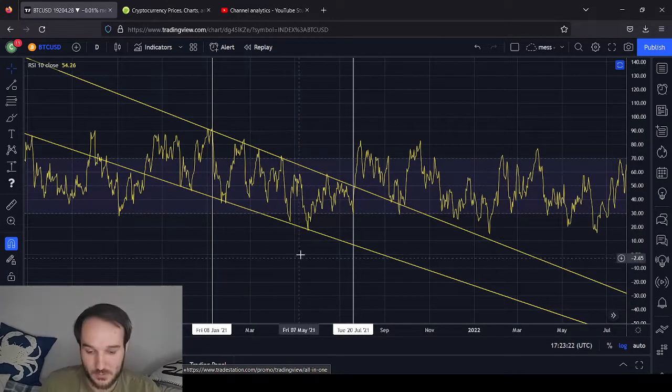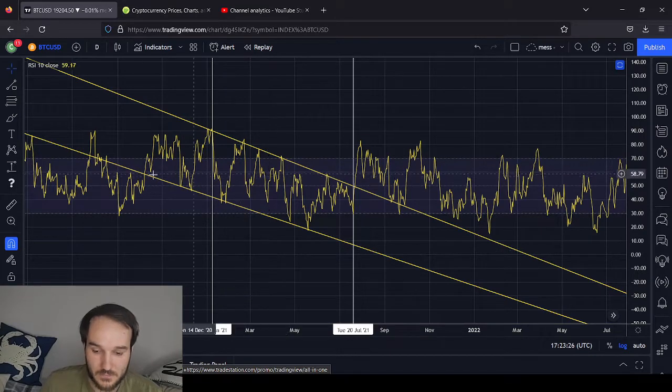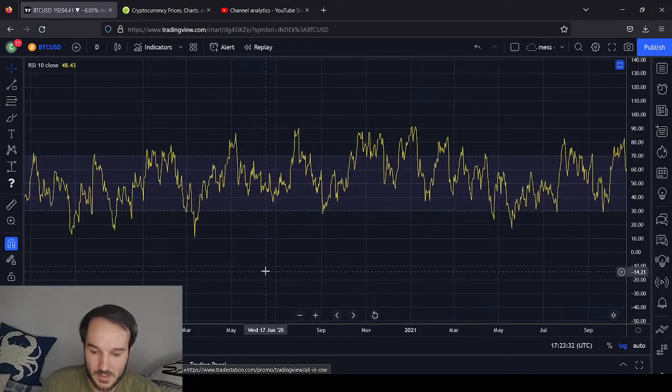I really want to talk about the RSI. So key points, again, being above the 50 is a good thing. I'm going to delete all these lines. Being above the 50 is a good thing. You want to be above the 50. If you go below the 50, that's okay.